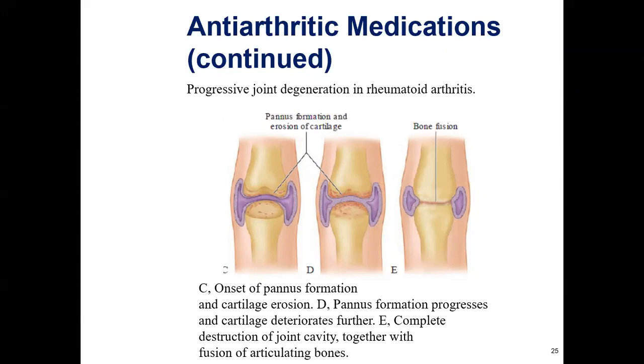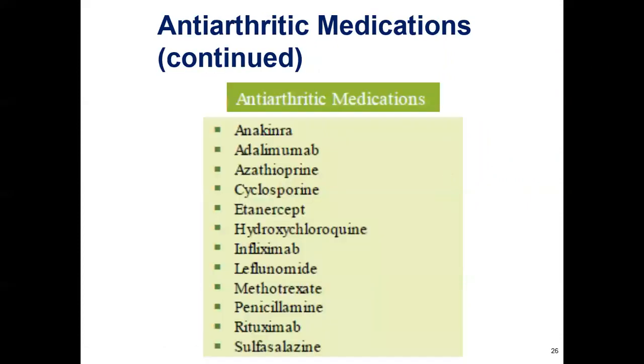Then two bones are almost together, fusion together, articular cartilage here. So what are the medications we use? Other medication, anti-arthritic medication. Basically, we use anakinra or adalimumab, alemtuzumab, or azathioprine.